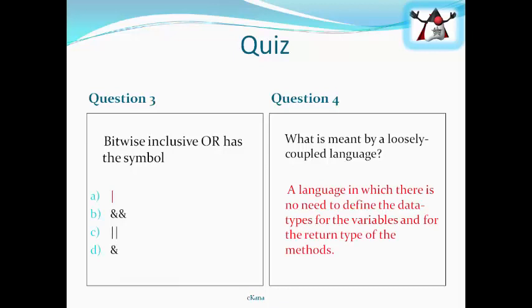The answer to question number 3 is A. This is the symbol for the bitwise inclusive OR. And a language in which there is no need to define the data types for the variables and for the return type of the methods is called a loosely coupled language.